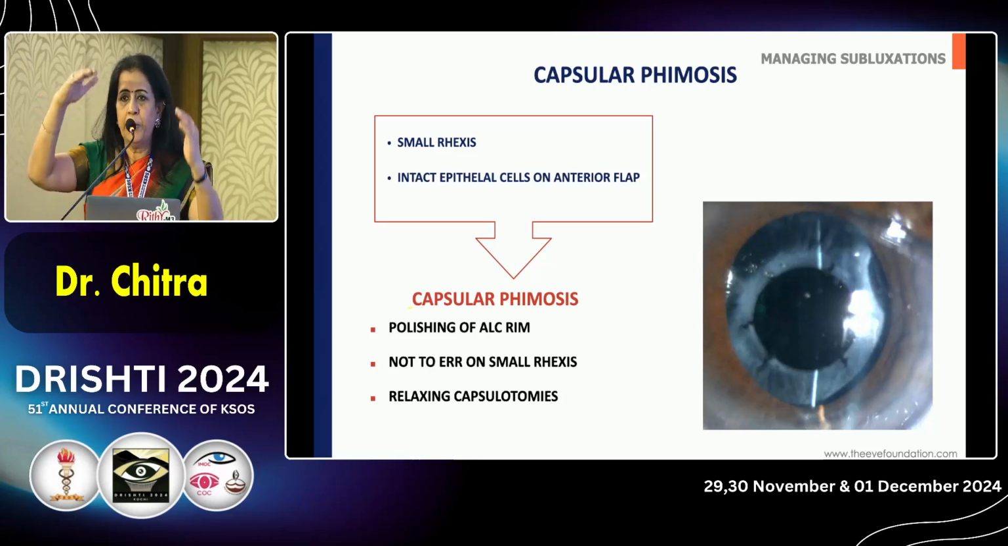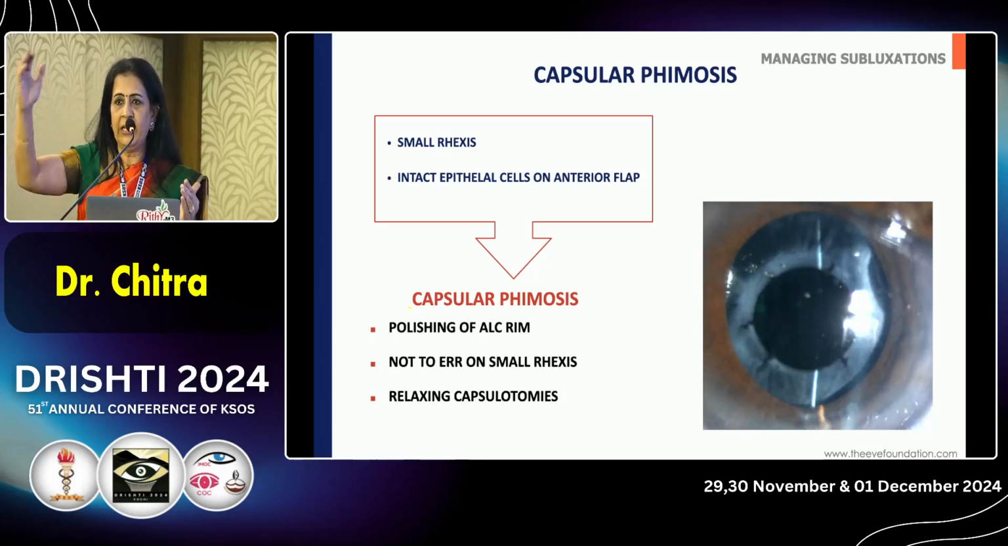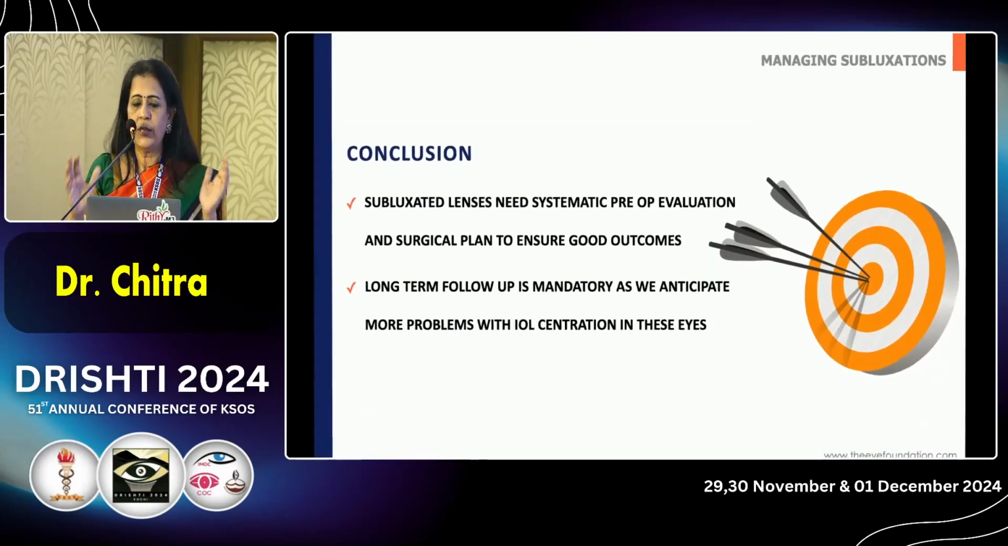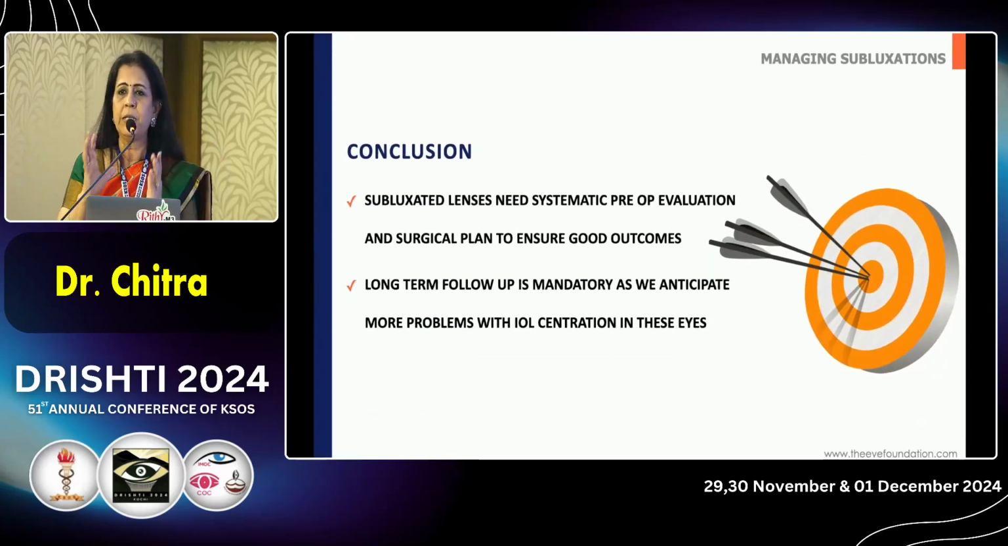these eyes because of the partially weak area and all that. So even if you support it, it makes sense to polish the lens, not to make a small rhexis, and make some relaxing capsulotomies. So the essence of this talk is subluxated cataract is something we really need to understand well, why we do each of these steps. And if you do a good, careful surgery, we do well in all our situations.